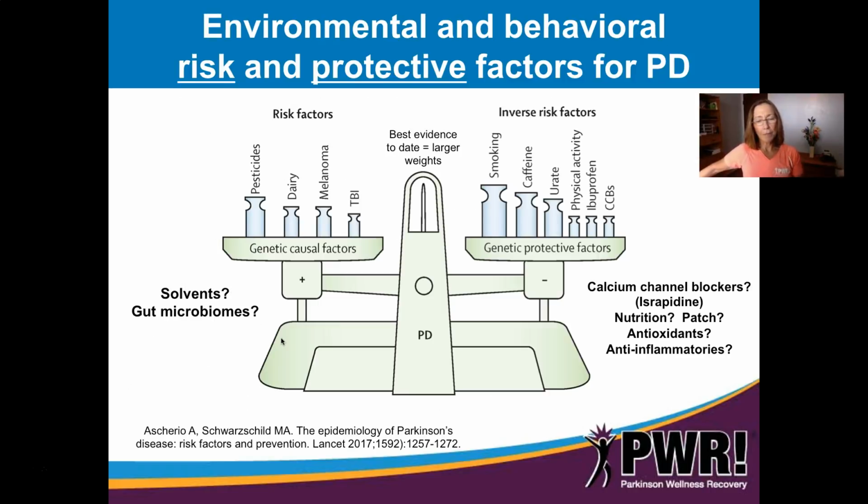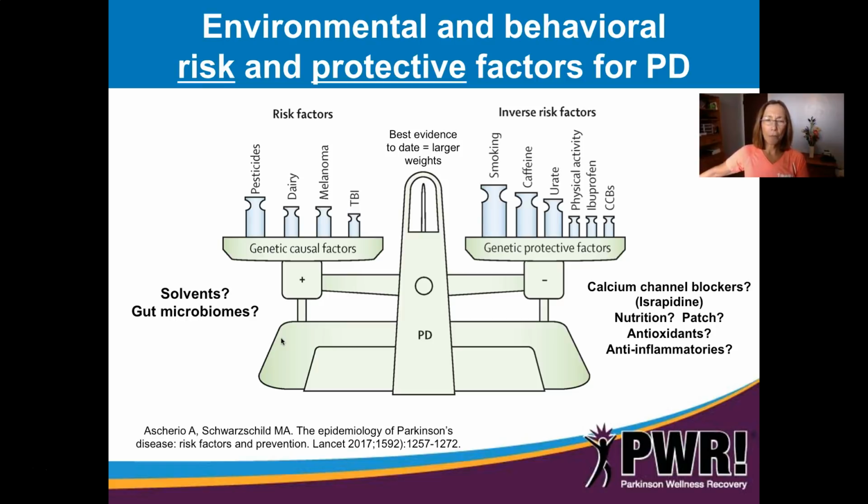So this is an interesting figure from this article that was published in 2017, showing on the left risk factors for Parkinson's and on the right protective factors. So the larger it is, the more evidence there is. And so you see on the left as a risk factor pesticides. There's definitely evidence for pesticides, which just raises other questions like what about solvents and what about other things that we may be exposed to chemically.